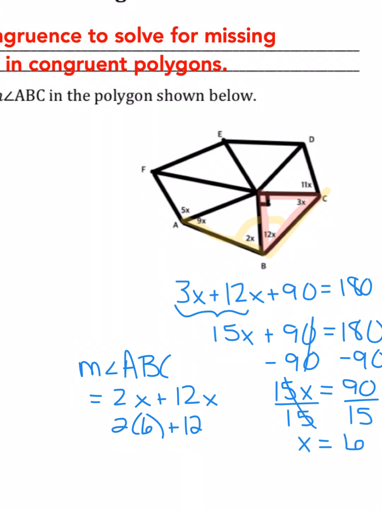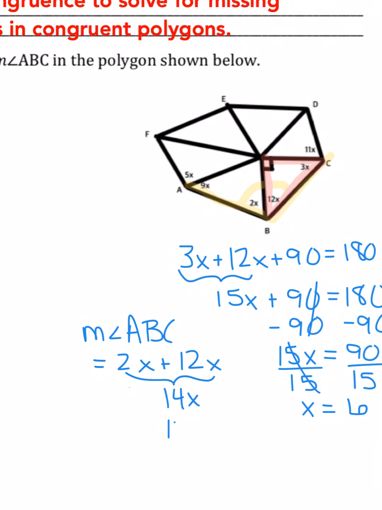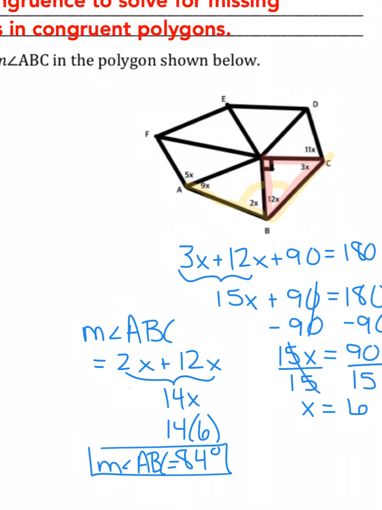Actually, an even easier way to do this would have been, I'm going to go back a step here. Instead of putting 6 in for both of those, certainly you could do that. But when you notice that these are both x terms, you could actually combine them to make 14x right now. And then that would allow me to just do 14 times 6 and get 84 degrees. So the measure of angle ABC equals 84 degrees. All right.